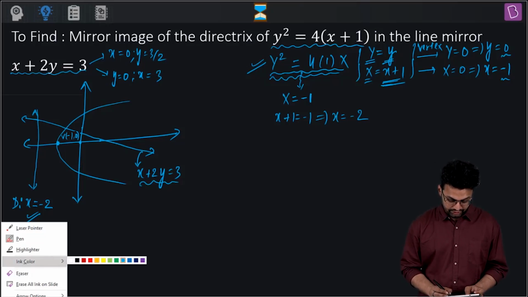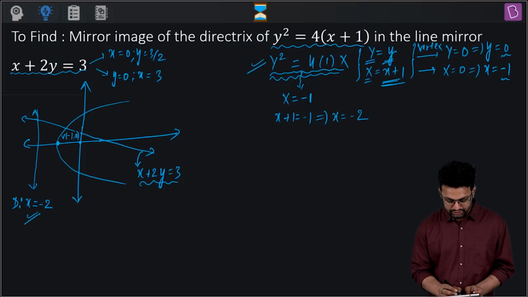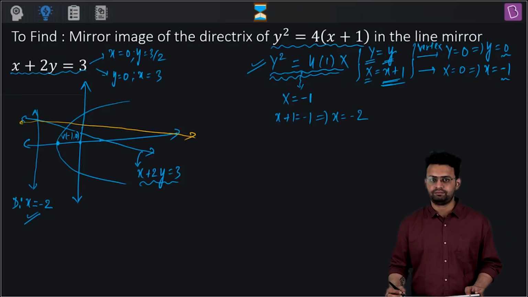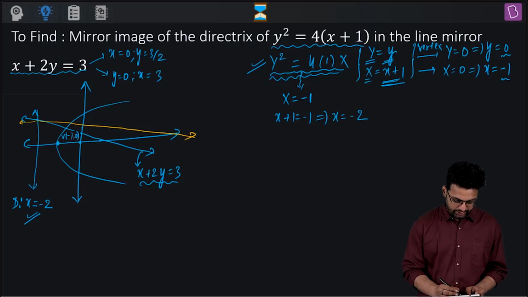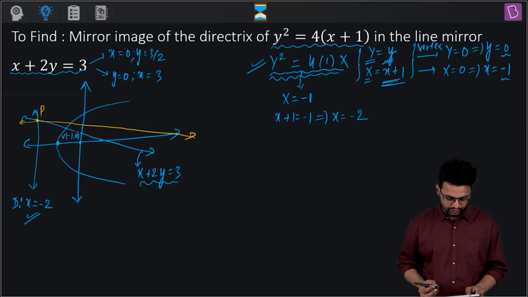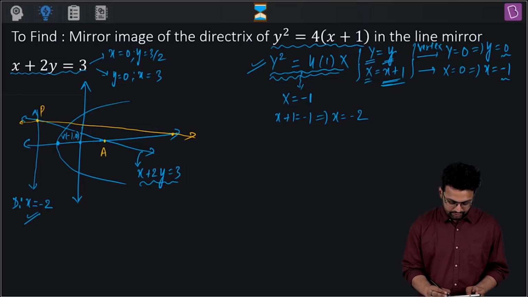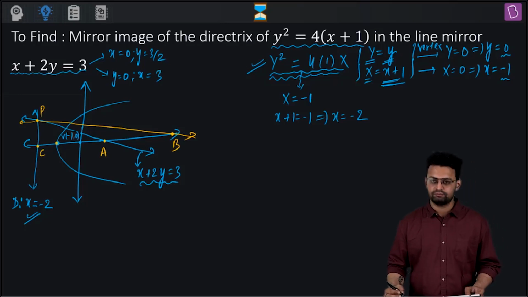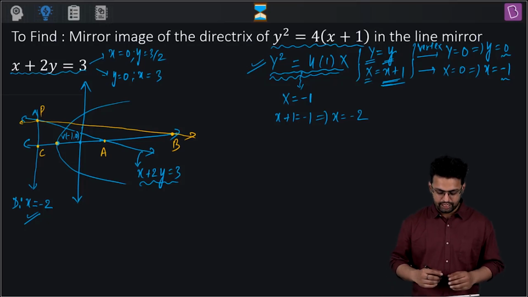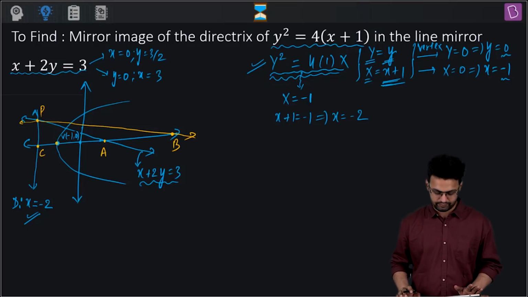Okay, let me change the ink color first. So I'm assuming that this is what the mirror image of the directrix is going to be. I'm naming this point as P. Let me name every point. I'm naming this point as A, this point as B. This point is already V. I'm naming this point as C. Is it clear? Now I think the figure is pretty clear to you, right?